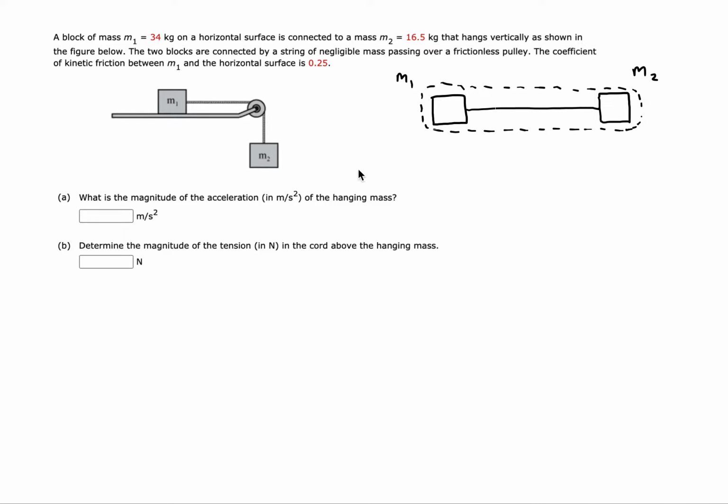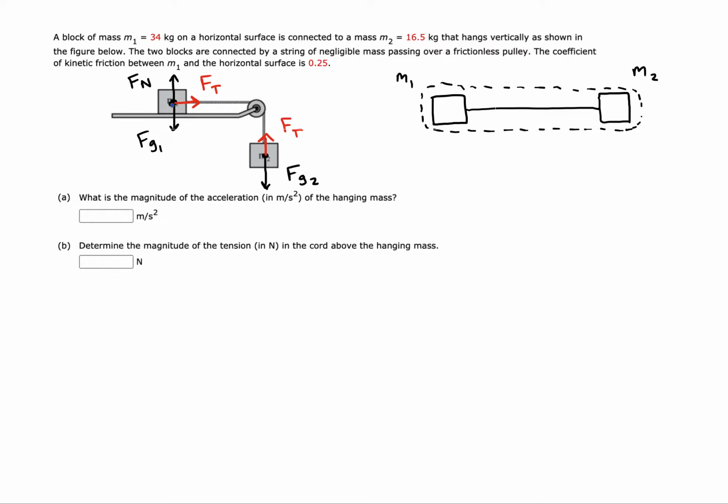Alright, so what forces are relevant? Well, M2 hangs in a gravitational field, so it's going to feel a gravitational force. Call that Fg2. M1 has a weight as well. It would be canceled by the normal force. And there's also going to be a tension force. So we can call that Ft. But what's different about this setup that is new is there's going to be a kinetic friction force as well.